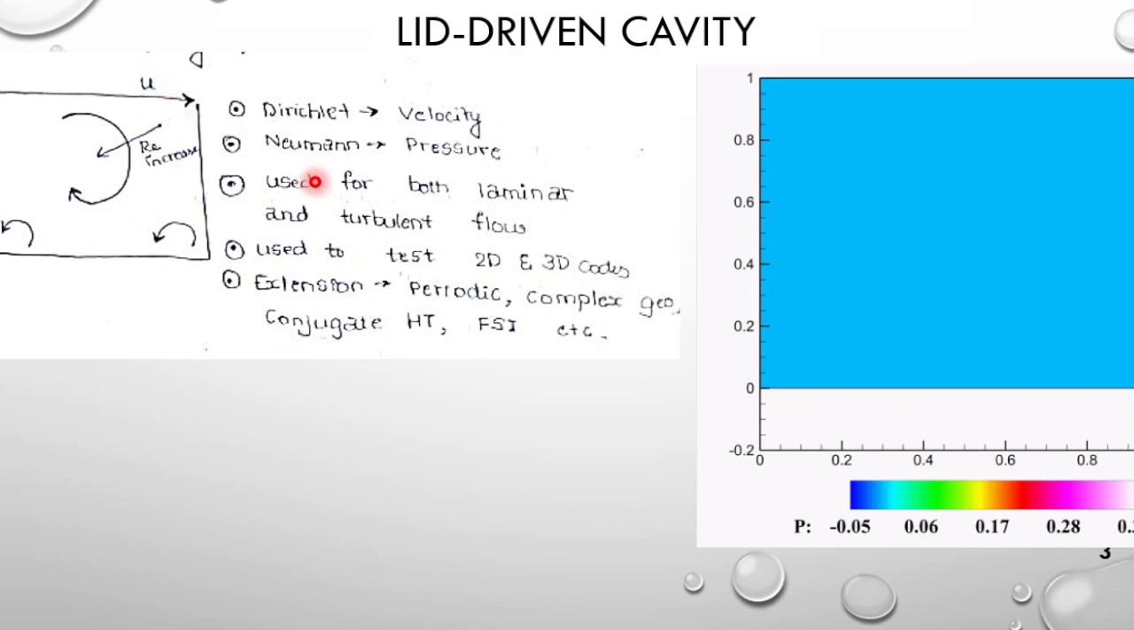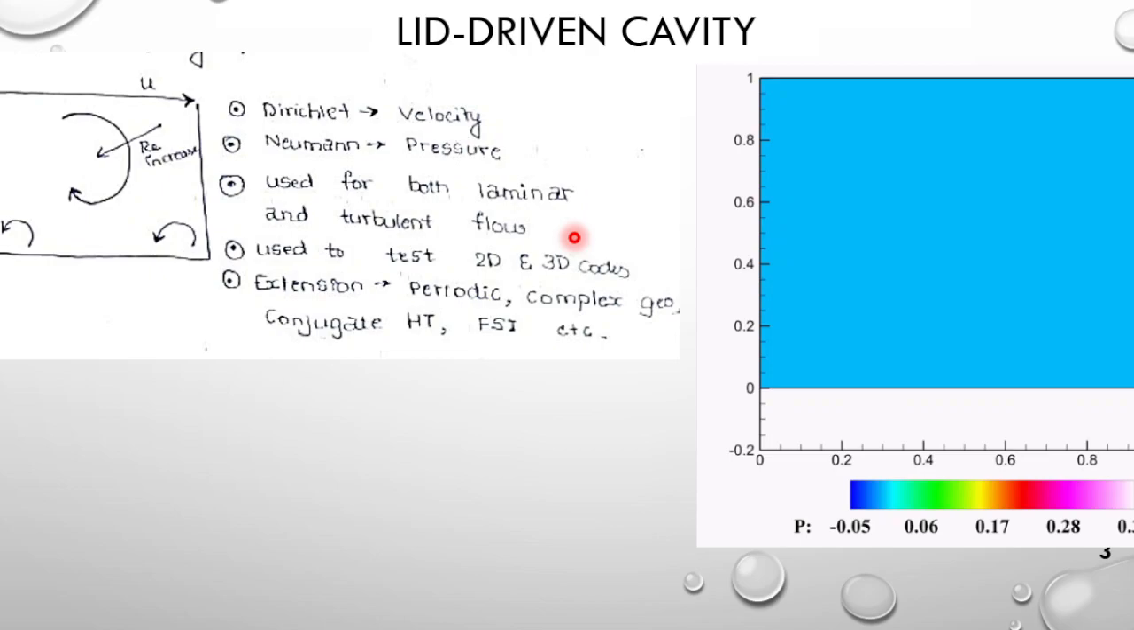Now you also have Neumann boundary conditions for pressure, right? So you have a mix of boundary conditions, a mixture of Dirichlet and Neumann only. You have both flavors in this problem and they are very nicely set up. For velocity you have Dirichlet boundary conditions, for pressure you have Neumann, like dou p by dou n is equal to 0. That's the boundary condition for pressure which you apply. And this problem can be applied for both laminar as well as turbulent flows. That's the beauty of this problem, and it can be applied to test your 2D and 3D codes.